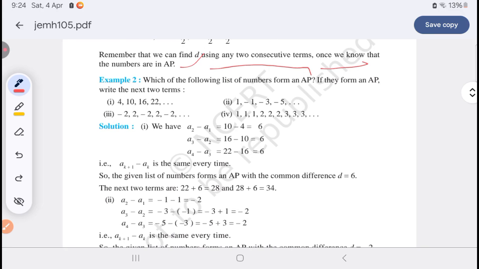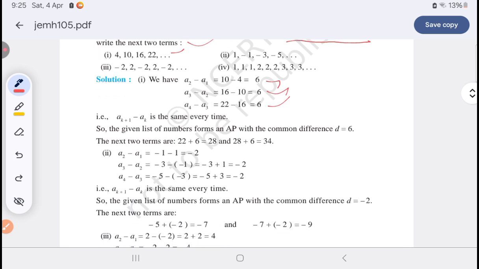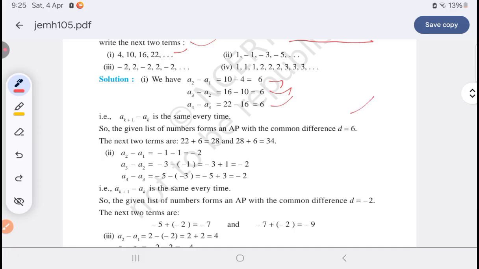Then another example. Which of the following lists of numbers form an AP? If they form an AP, write the next two terms. First question: 4, 10, 16, 22. Here the first term is 4 and the common difference is a2 minus a1 equal to 10 minus 4 equal to 6. So in each case the difference is 6, and you can write the other two terms. We add 6 to 22, you will get 28. Then add 6 again, 34.